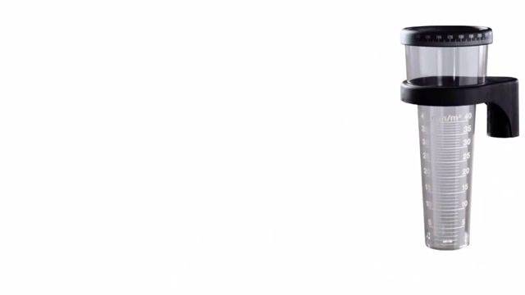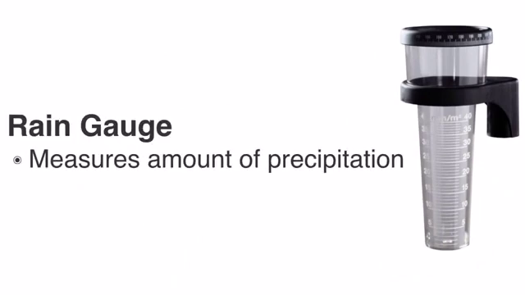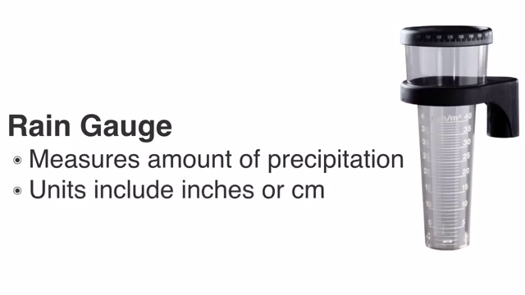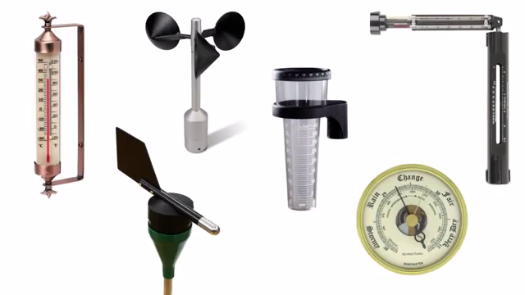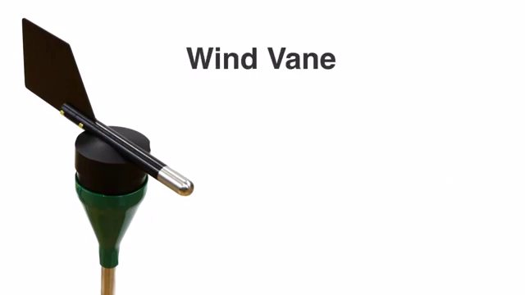Our next instrument is a rain gauge. This is simply a cup that measures the amount of precipitation that falls, and our units will be either inches or centimeters of precipitation. The last 2 instruments involve wind, starting with a wind vane, sometimes known as a weather vane.